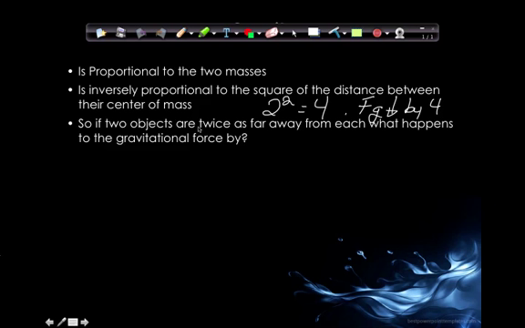So let's say that it triples. The distance between the two objects triples. We take the 3, because it went up by 3, and square it and get 9. Well, that means my force of gravity will decrease by a factor of 9.